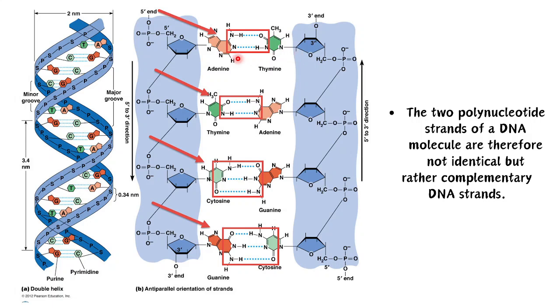The two polynucleotide strands are not identical but complementary strands. They complement each other following the base pairing rule. Adenine will always pair with thymine, thymine will always pair with adenine, cytosine will always pair with guanine, and guanine will always pair with cytosine. And they run in opposite direction. The other polynucleotide strand has a 5' to 3' direction. The same goes for the other strand, but their orientation is opposite with one another.